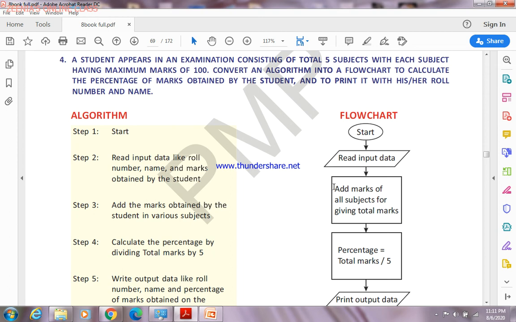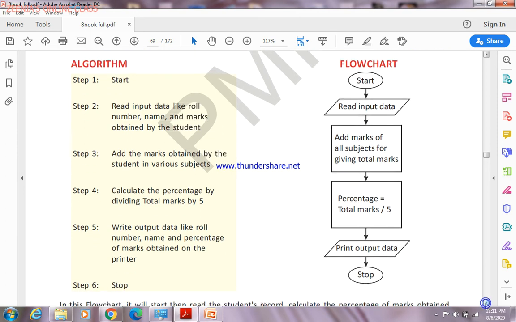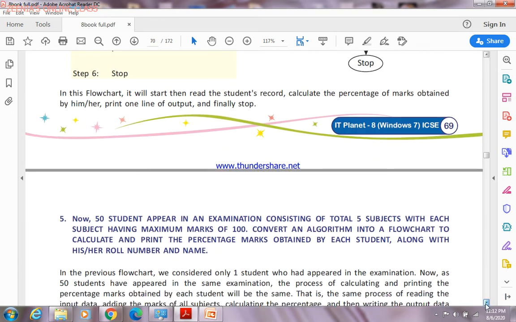We will add means, then we have to write it in this rectangle box. Then again another formula. Now we have to calculate the percentage of that particular student. So the particular student's percentage will be total marks divided by 5, because we were having 5 subjects. So total marks divided by 5. This is the formula. Then we have to give the output to the user, that is to be written in a parallelogram, and stop, right? So this was the problem for calculating the result of the student.